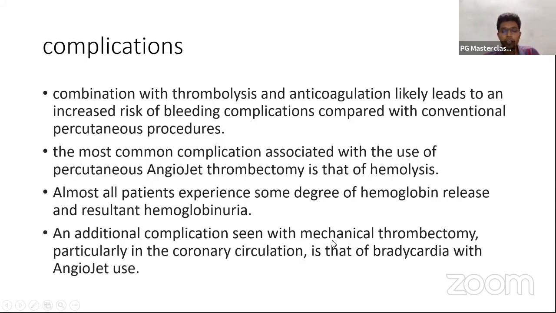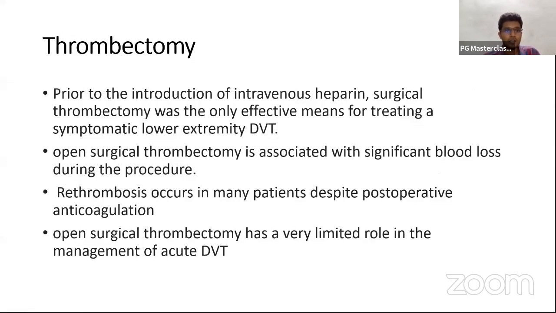Additional complications seen with mechanical thrombectomy, particularly in the coronary circulation, is that of bradycardia with AngioJet use. So coming to thrombectomy, prior to introduction of intravenous heparin, surgical thrombectomy was the only effective means for treating a symptomatic lower-limb DVT. Open surgical thrombectomy is associated with significant blood loss during the procedure. Rethrombosis occurs in many patients despite post-operative anticoagulation.